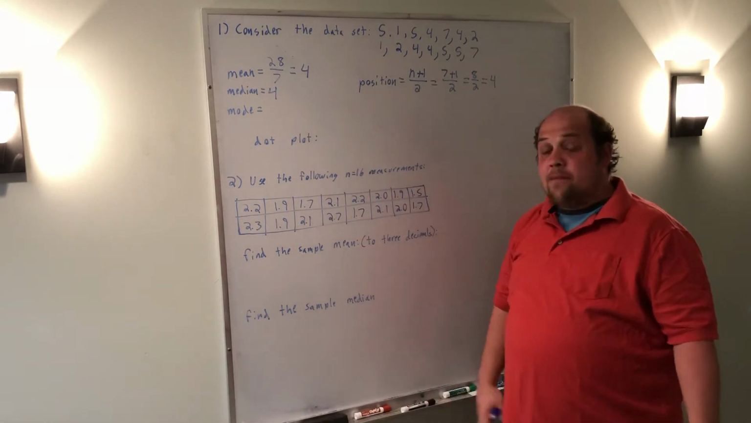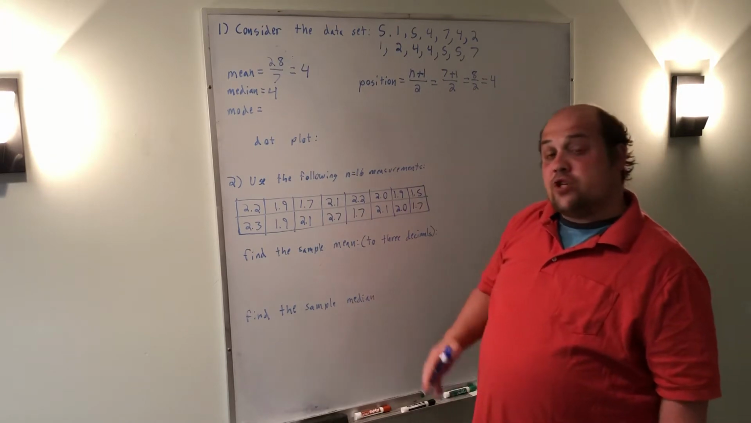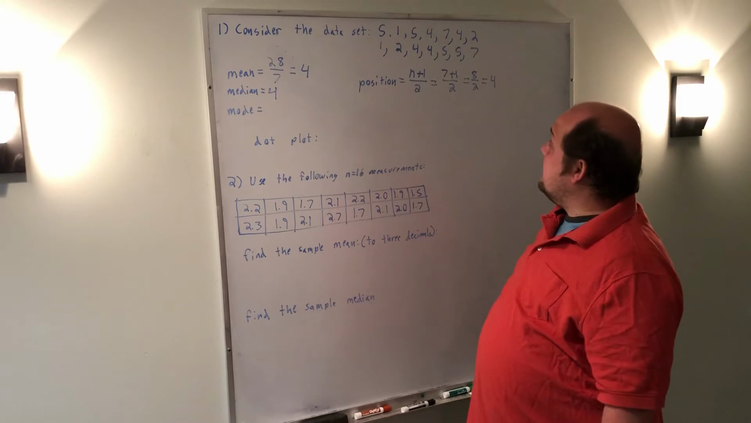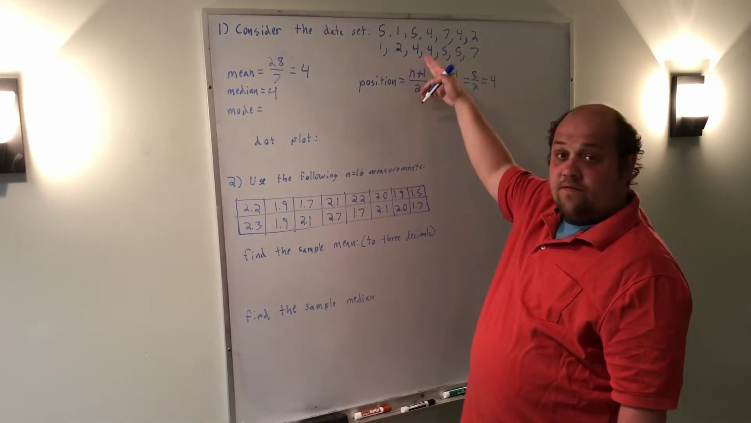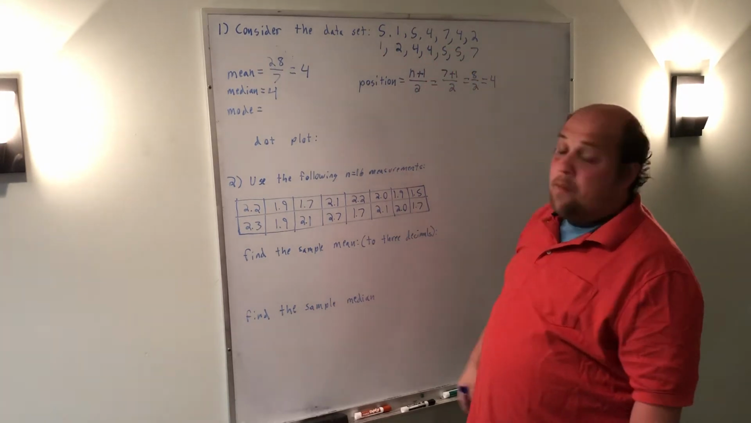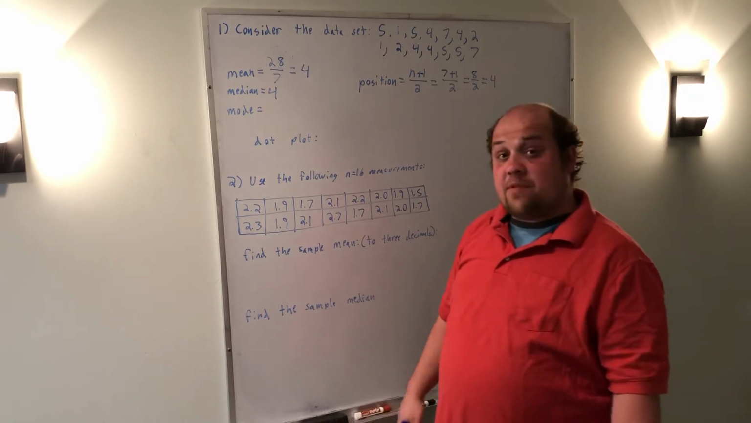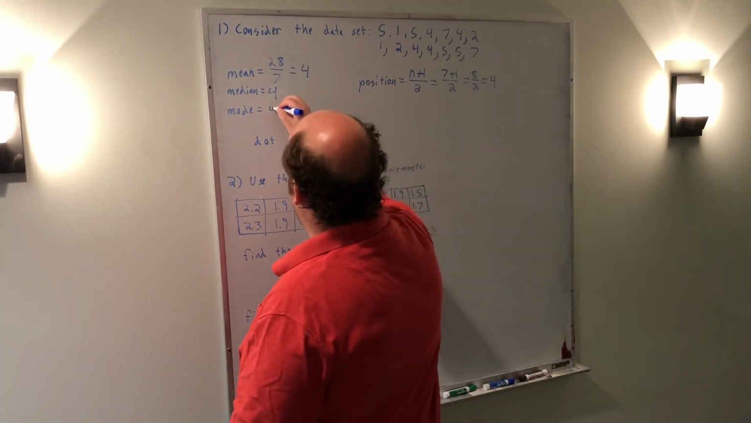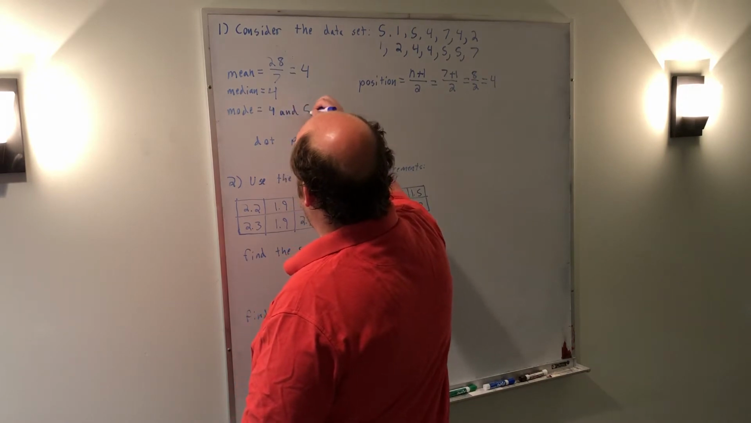When I go to find the mode, really I'm just looking for which number occurs most often. Because these are listed in ascending order, I can see that there's 2 pairs of numbers, 4 and 5. So they're both the mode. This would be an example of a bimodal distribution. So I would list as the mode 4 and 5.